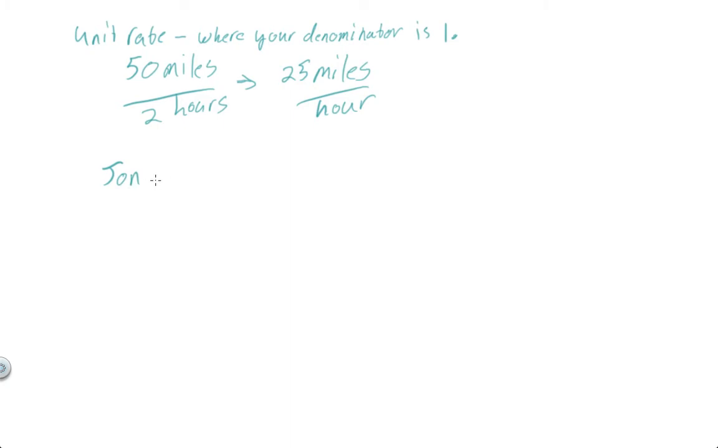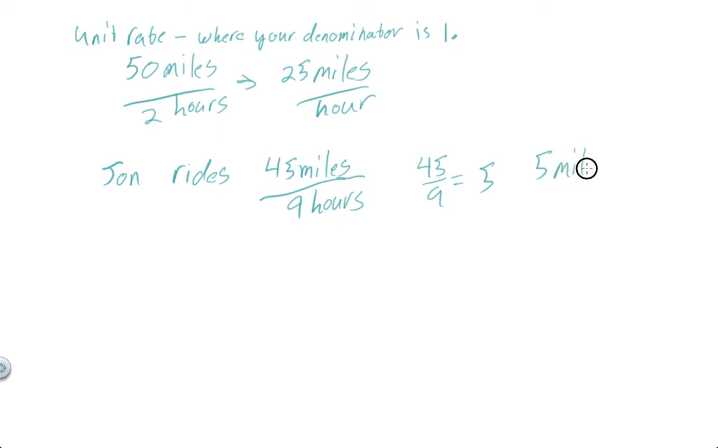John, he rides his bike a lot. And he rides his bike, let's say, 45 miles every 9 hours. It's not terribly fast for a bike, but that's okay. He rides his bike 45 miles every 9 hours. How many miles per hour is John riding? And so we're just going to do the division. 45 divided by 9 is equal to 5. So he's riding his bike at 5 miles per hour.